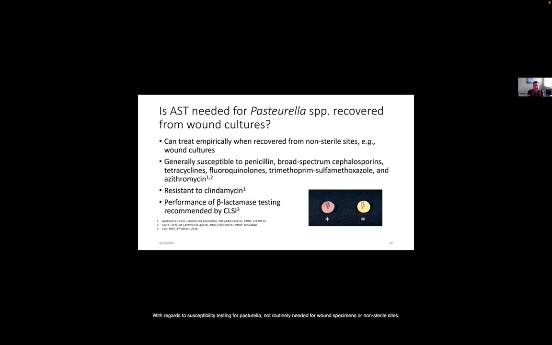With regards to susceptibility testing for Pasteurella, it's not routinely needed for wound specimens or non-sterile sites, because we know generally speaking that they're susceptible to penicillin as well as other broad spectrum cephalosporins and a number of other oral antimicrobial classes. Notably, they are resistant to clindamycin, so we typically get by with just performing beta-lactamase testing for these wound cultures, as in this instance, which is recommended by CLSI. And this beta-lactamase testing is a rapid chromogenic-based test that only takes a few minutes, so we're not delaying things for overnight incubation.